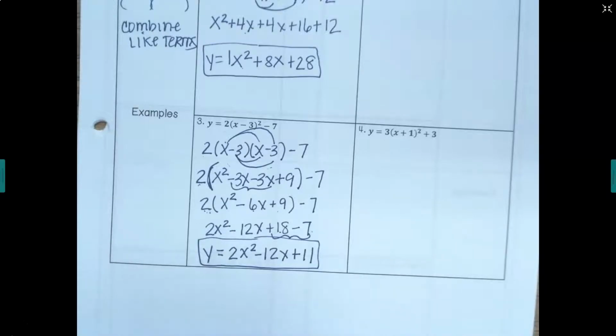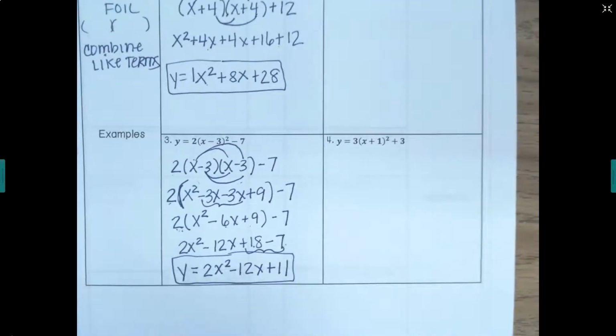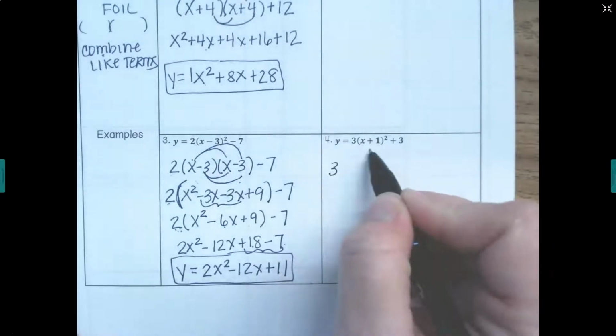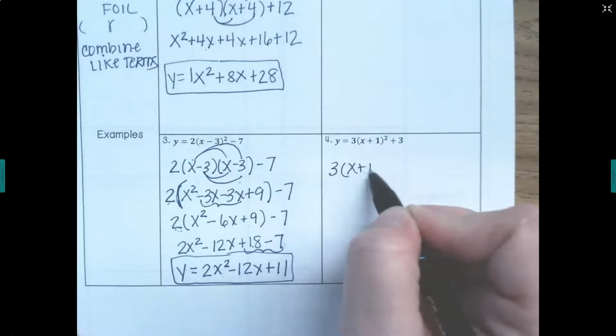Okay, let's try that kind again. So we have the 3 on the outside. I'm going to keep it. I'm going to rewrite the parentheses as 2.